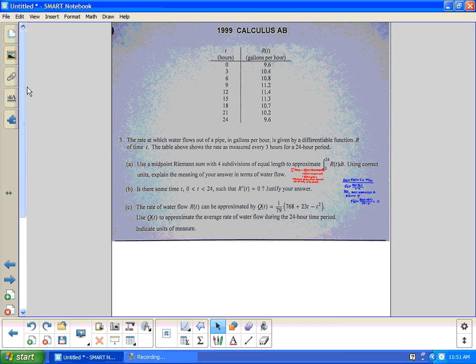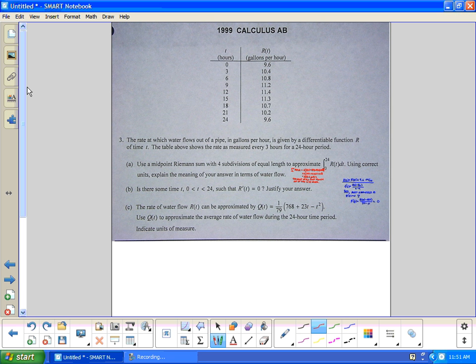Letter C. The rate of the water flow can be approximated by that polynomial. Use Q of t to approximate the average rate of water flow during this 24-hour period. All right, guys, this is the average of a function. Do you guys agree? They're asking you to approximate the average rate of water flow. Well, think about it. What's the units on Q of t? It can be gallons per hour.